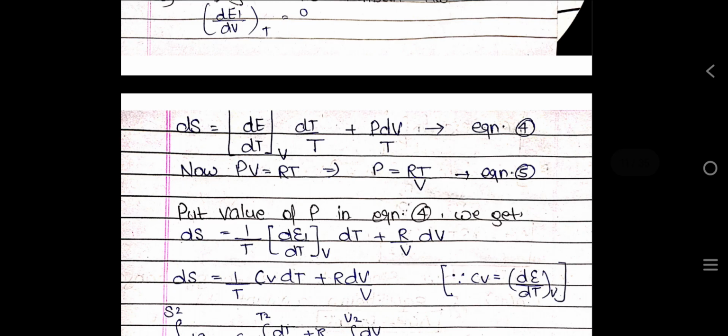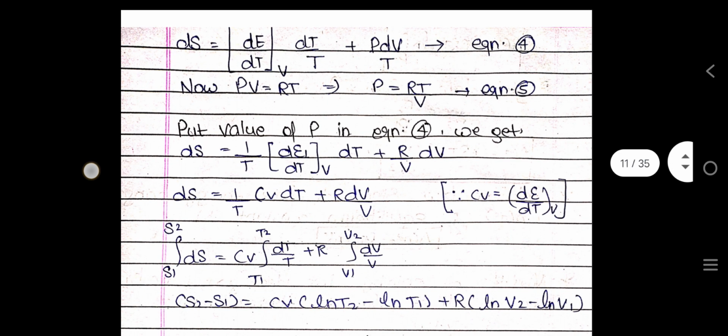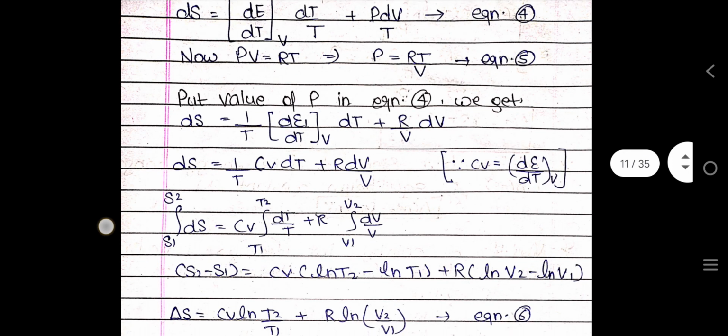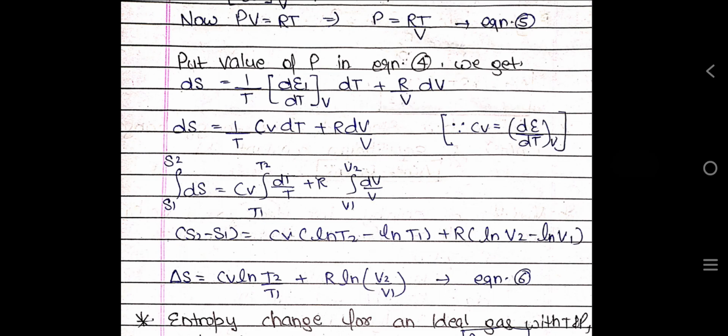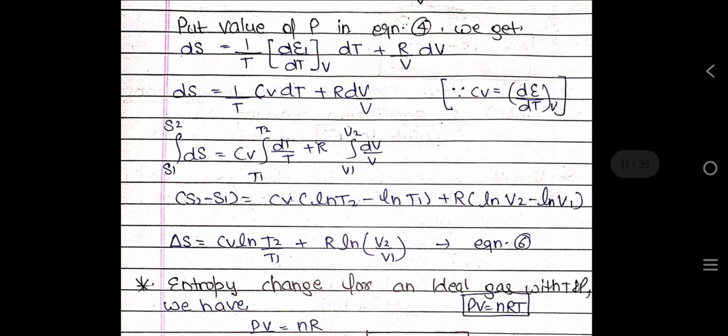Equation second. Let E be a function of temperature and volume, E is equal to f of T, V. Equation 3: dE is equal to (dE by dT) at constant V dT plus (dE by dV) at constant T dV. Put equation 3 in equation second, we get dS is equal to (dE by dT) dT by T plus (dE by dV) dV by T plus P dV by T. By using Joule's law, (dE by dV) at constant T is equal to 0. So dS is equal to (dE by dT) at constant V dT by T plus P dV by T.